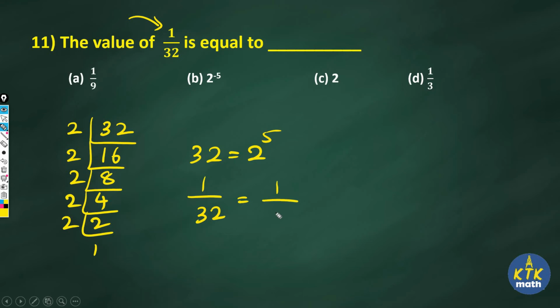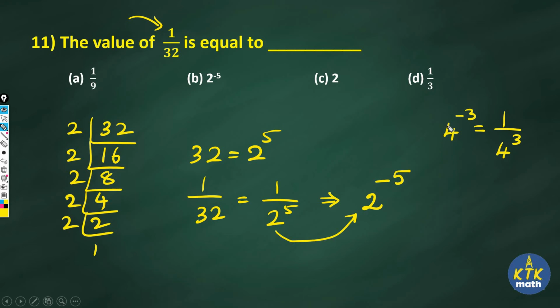So 1 by 32 is nothing but 1 by 2 power 5. You just check whether 1 by 2 power 5 is there in the options. No, it is not given. But 1 over 2 power 5 is nothing but 2 power negative 5. So whenever you are bringing something from numerator to denominator or denominator to numerator, make sure the power gets its opposite sign. Suppose you have a number like 4 power negative 3, which means 1 by 4 power 3. In order to take the reciprocal of the base, you change the power's sign: negative 3 becomes positive 3. In a similar way, here you have positive 5.